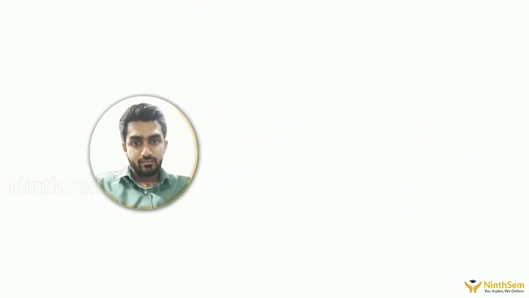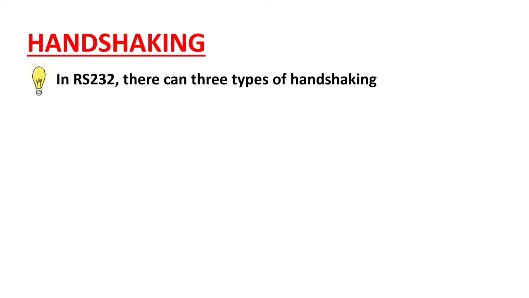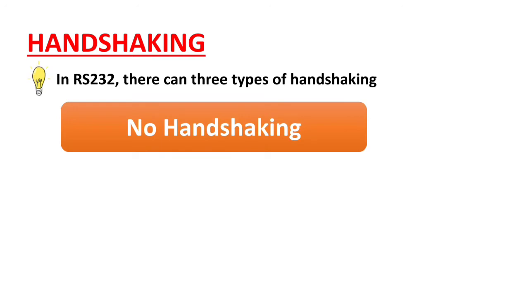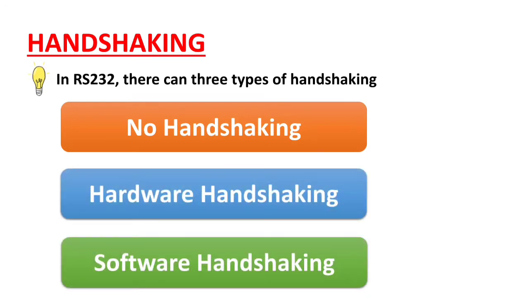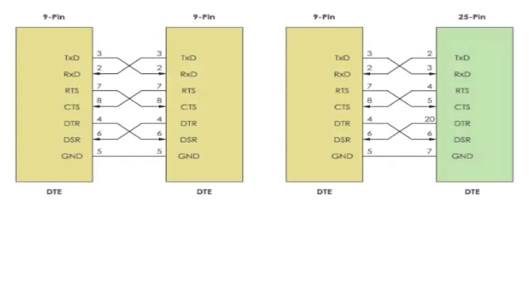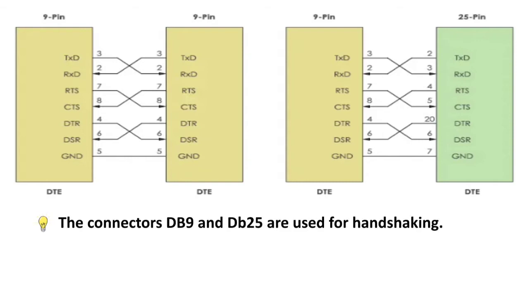As we are discussing the handshaking portion, let's continue discussing the types of handshaking. In RS 232, there can be three types of handshaking. First is no handshaking, second is hardware handshaking, and third is software handshaking. In the figure, we see that for handshaking, we use DB9 and DB25 connectors.